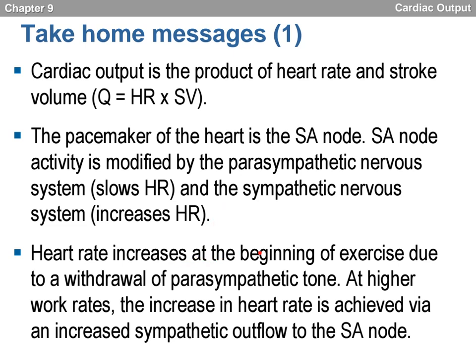Heart rate increases at the beginning of exercise due to the withdrawal of parasympathetic tone. So normally we all have parasympathetic tone, meaning that our parasympathetic nervous system is active. So the nerves are generating a certain number of action potentials or nerve impulses at a certain rate. As you start the exercise, that parasympathetic tone will go down, so there'll be a lower firing rate. And that'll lead to an increase in heart rate up to about 100 beats per minute. And then as the exercise intensifies, you have more increased sympathetic outflow, which will then affect the SA node and increase the heart rate.